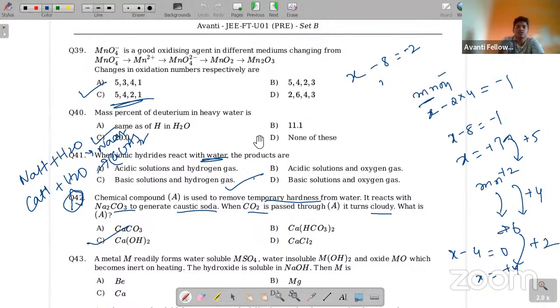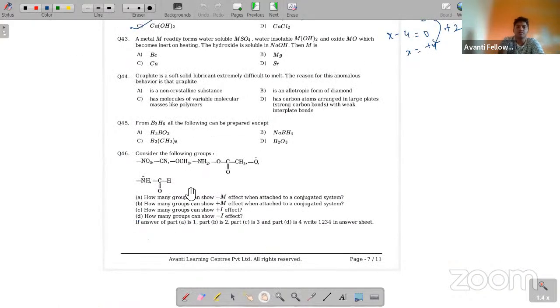Yes. So the next question: a metal M readily reacts with water to form a soluble MSO4, soluble in water but not in hydroxide, and an oxide MO which becomes inert on heating. The hydroxide is soluble in NaOH. What is M? Ideally, these kind of questions are inorganic questions.